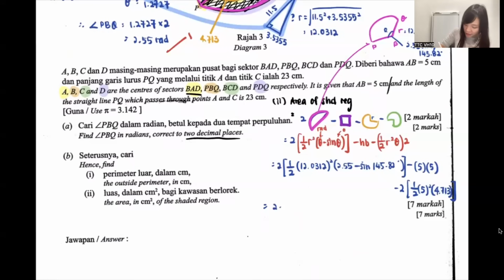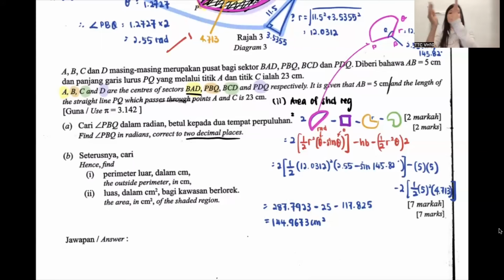The front one, I get 287.7923. I like to write a lot of decimals because I'm very scared I make any mistake because of the decimals. 5 square times 4.713, getting 117.825. So 287.7923 minus 25 minus the answer. I guess getting the final answer 144.9673 cm square. That is the area of the shaded region.